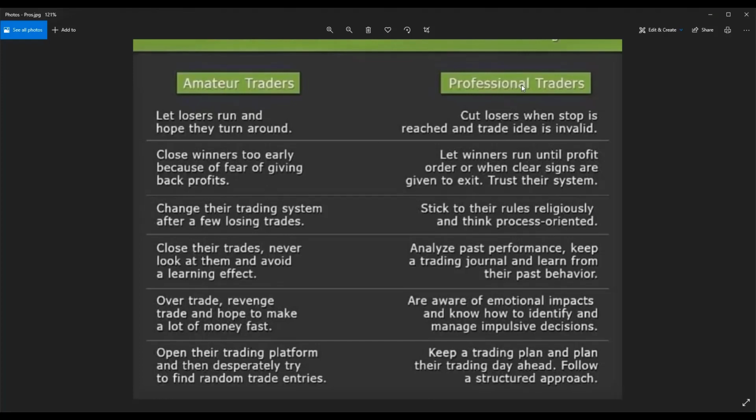And so professional traders will let winners run until the profit order, or until clear signs are given to exit. Trust their system. The system is the moving averages and patterns, and having a good set of rules.